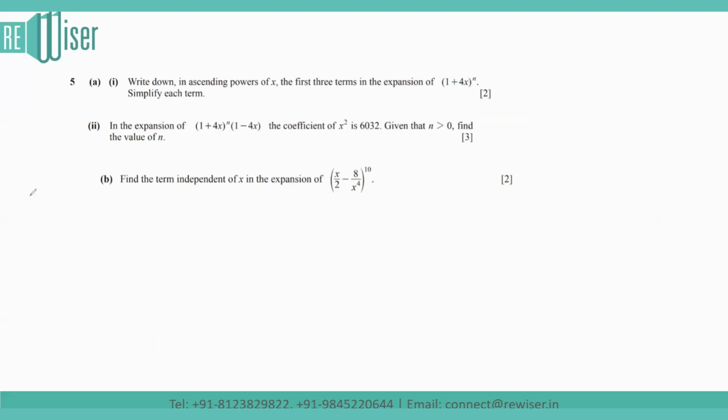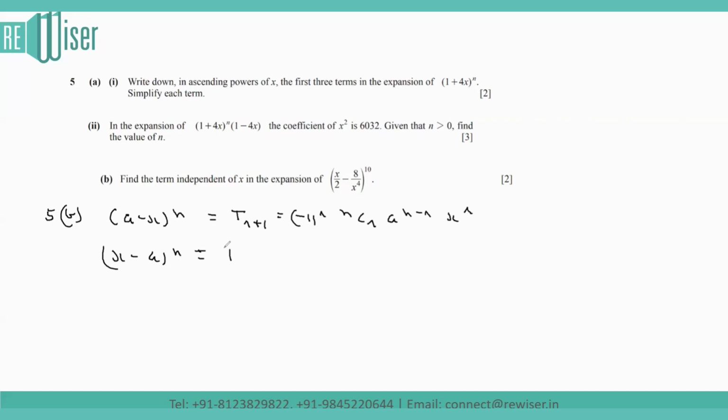Now moving on to the 5B part of the question. If I'm expanding (a - x)^n and writing its general term, which is the T(r+1)th term, we usually write it as (-1)^r nCr a^(n-r) x^r. Even if you're writing it as (x - a)^n, its T(r+1)th term should be (-1)^r multiplied with nCr x^(n-r) a^r.